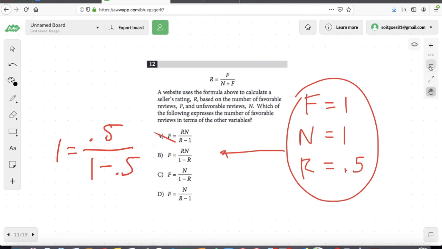Yes, it does, right? Because I get 0.5 in the numerator, and then 1 minus 0.5 is just 0.5. I get 0.5 divided by 0.5. Anything divided by itself is 1. That gives me a true statement. Let's keep it.